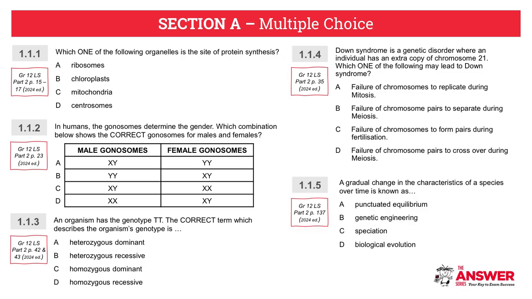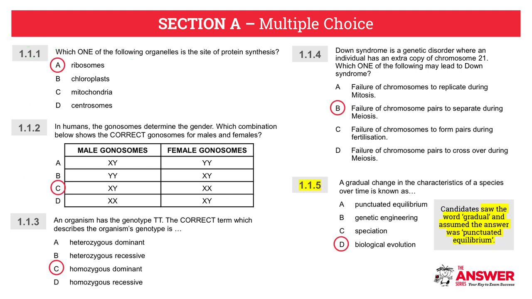Continuing with Section A's multiple choice, the first slide in the teaching document will provide the question, the possible answers, as well as the page references for our Grade 12 Life Sciences Part 2 edition. The second page provides the answers. Let's run through them. Which one of the following organelles is the site for protein synthesis? The answer there is A, ribosomes.